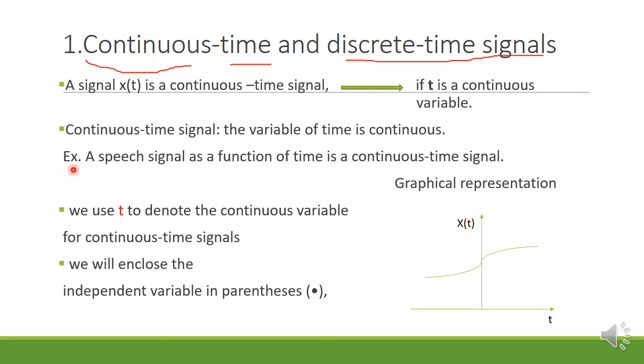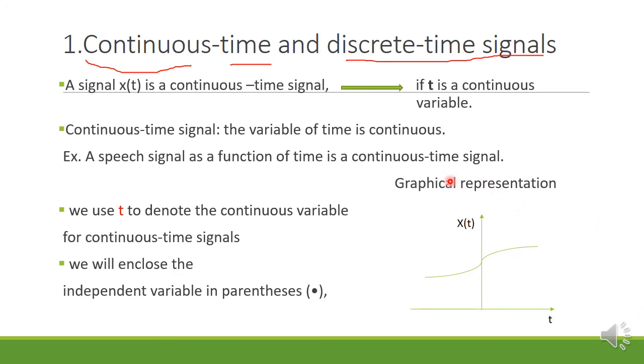In another way, you can define a continuous time signal as one where the variable of time is continuous. Here you may get confused about what we mean by continuous, and why t should be a continuous variable. So here I am giving one example, then it is very clear. A speech signal as a function of time is a continuous time signal. The example of a continuous time signal is a signal that is continuous with respect to time.